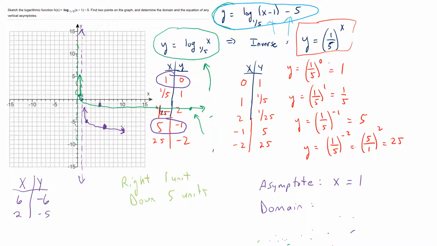And it looks like the domain is 1 to infinity. Right, the domain is the x coordinates. So the domain always starts where the vertical asymptote is, at x equals 1, and then you can see the graph goes to the right. So it's 1 to infinity.